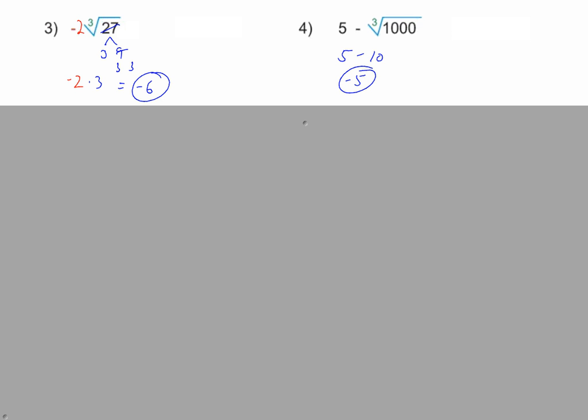All right, cube roots. Cube root of 1 is 1. Fourth root of 1 is 1. Fifth root of 1 is 1. Eighth root of 1 is 1. The 20th root of 1 is 1, because guess what? 1 times itself 20 times equals 1, right? Any root of 1 is 1.